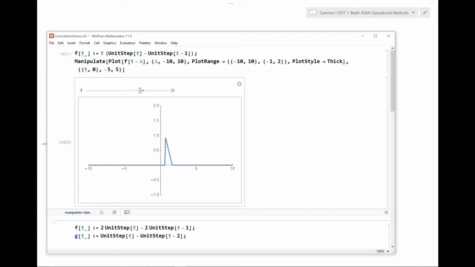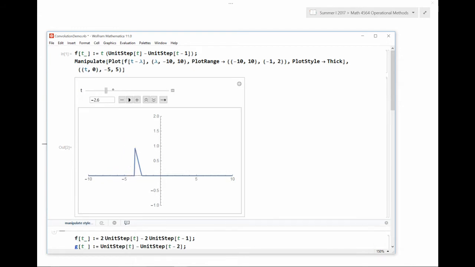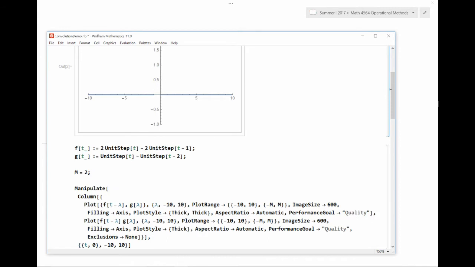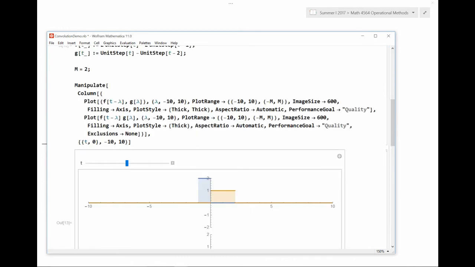And if I start changing t, you can see that it just moves the graph around, in sync with t. If t is positive, the graph moves to the right. If t is negative, the graph moves to the left. Here you can see the values that t is taking. So let's look at what happens inside the integral.